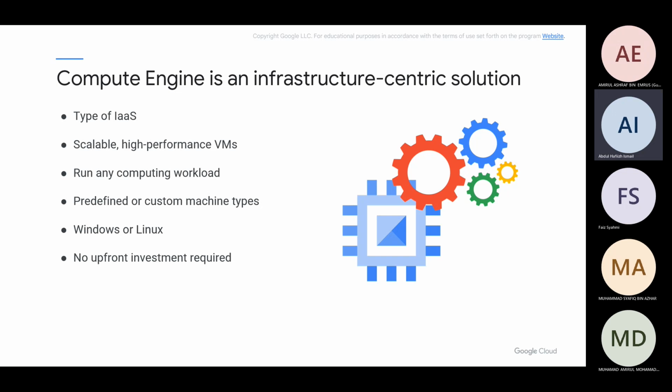Alternatively, there's the option to create custom machine types optimized for specific needs. Compute Engine allows users to run their choice of operating system, either Windows or Linux. While Compute Engine allows users to run thousands of virtual CPUs on a system that has been designed to be fast and offer strong performance consistency, there's no upfront investment required.